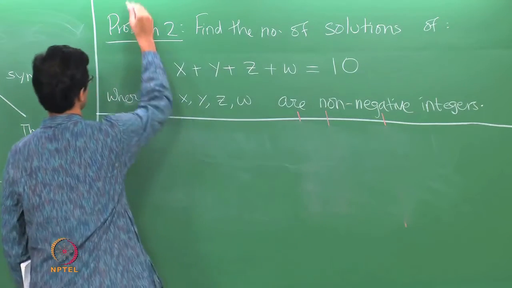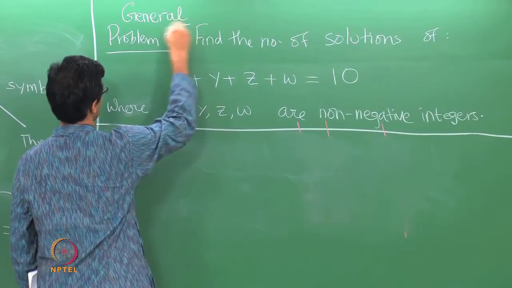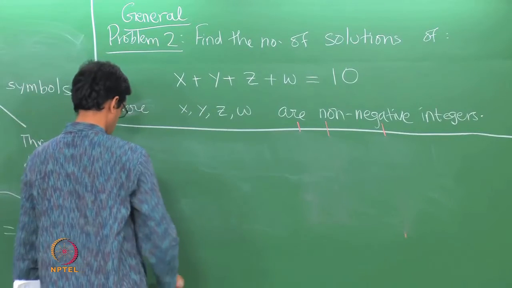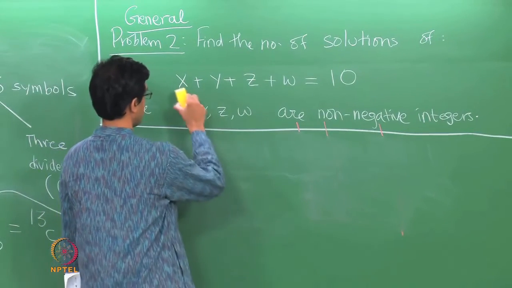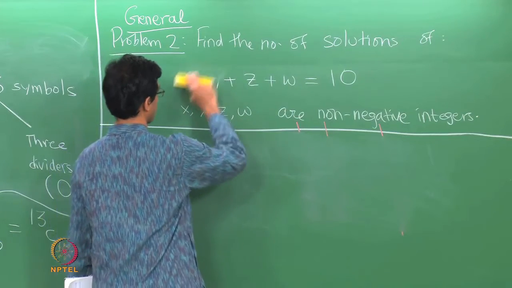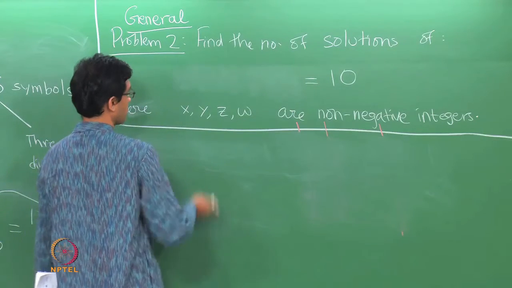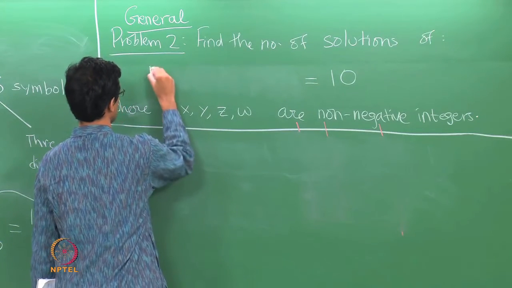So let me say, here's the general version of problem 2. Find the number of solutions of, well, of what? Here I only have 4 variables, x, y, z and w. In general I could assume there are n variables. So the left hand side, let me replace it by n variables. Find the number of solutions of the equation.